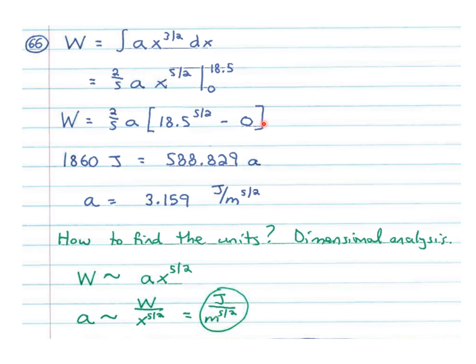And then we're going to go through the math and solve for a. So we get 1860 joules on the left, because that was given by the problem, equals on the right 588.829 times a. So we solve for a, and we get 3.159. The units are joules per meter to the 5/2 power, sort of awkward units, but let's think about how do we find the units? Well, we do dimensional analysis.